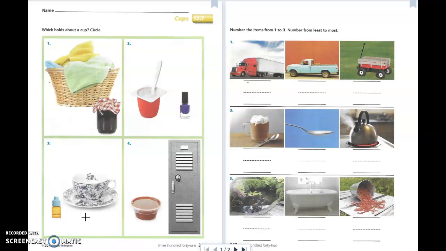So let's go ahead and do our math work. What I need you to do is get out pages 341 and 342, okay? And get your pencil. Pull out those papers and go ahead and write your name at the top. And let's start. So it says, which one of these holds about a cup? Hopefully you've gotten a measuring cup so you know exactly what it looks like and you can tell, all right?